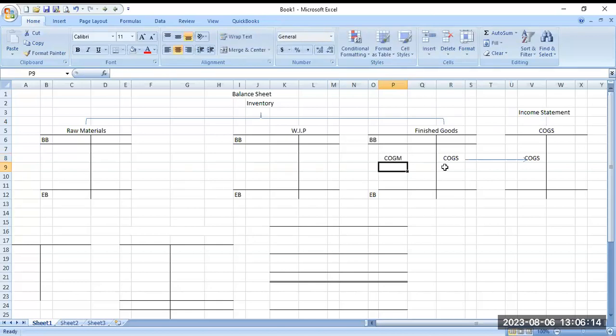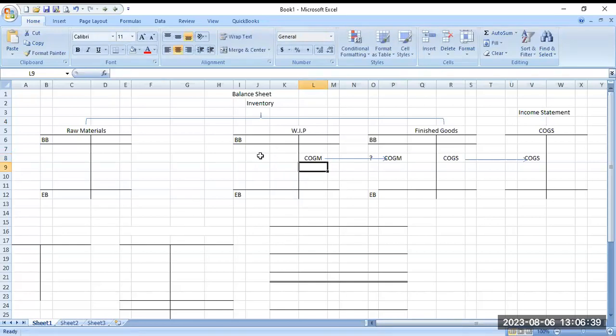So now the question is, how much is this cost of goods manufactured? How are we going to calculate it? Well, we have to see where that comes from. That comes from the working process, correct? Yes. So somehow we have to get the cost of goods manufactured from the working process. It's going to come from here.